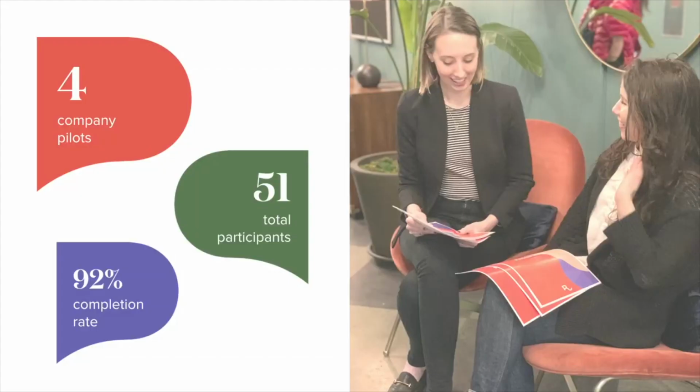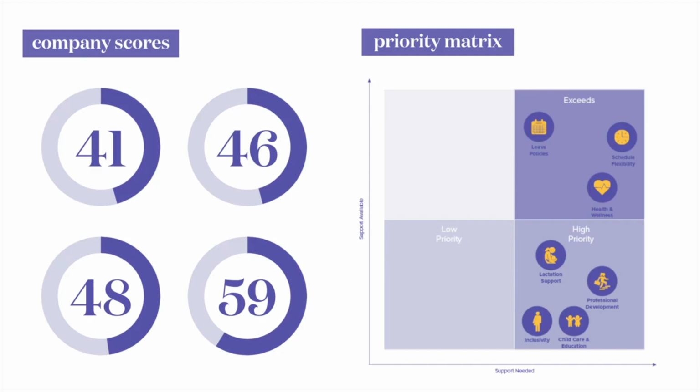Companies were really excited about Returnity. We piloted with 4 companies and had a total of 51 participants and had a really high completion rate of 92%. The data showed that there was a lot of room for improvement. The 4 company scores ranged between 41 to 59 out of 100, and the top 2 areas for companies to prioritize were inclusivity and childcare and education.